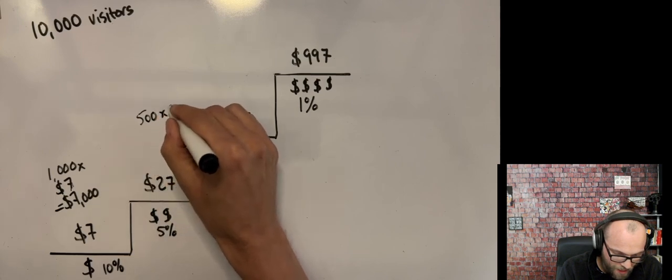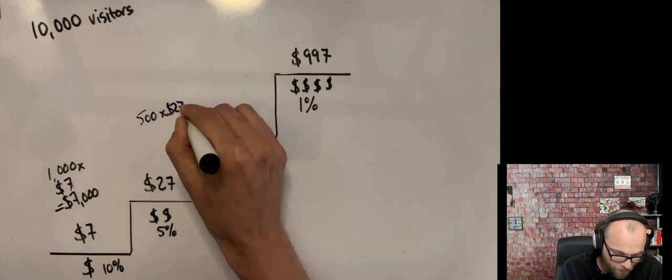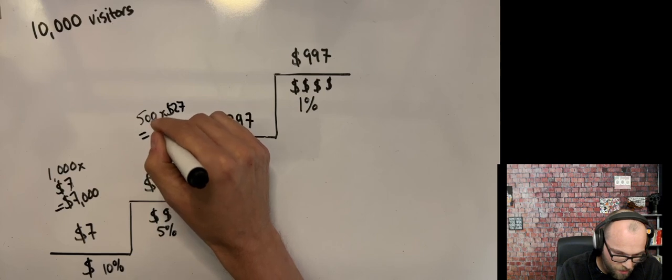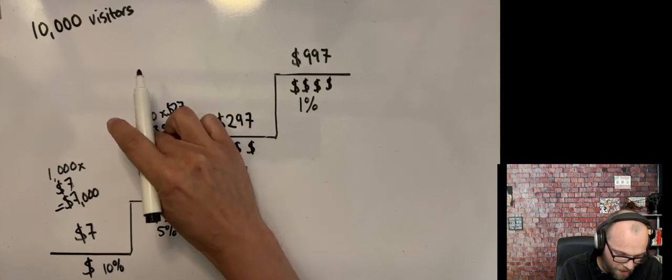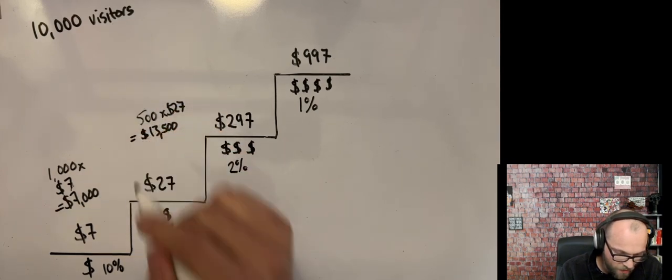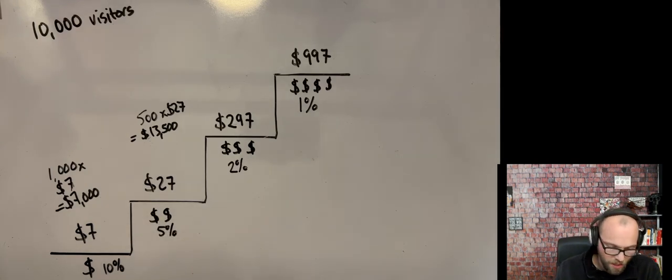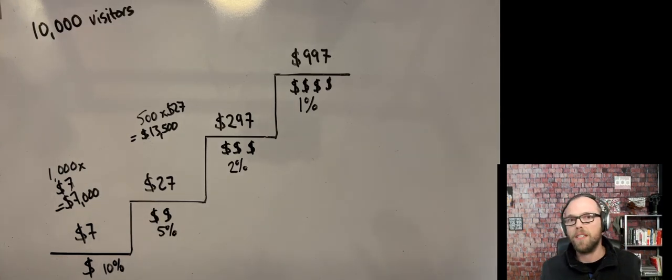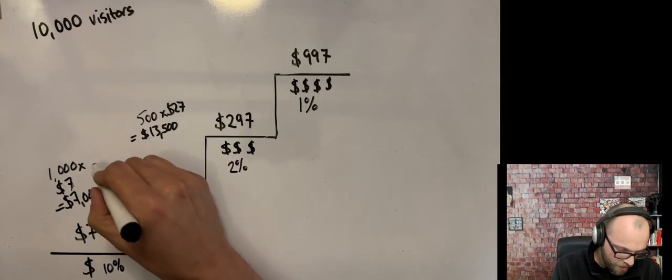And it's times 27 this time. Public maths, it's going to be $13.5 thousand that you're going to make there. So that is profit that you ordinarily wouldn't have gotten. An extra $13,500 just by asking for an upsell. Gets better though.